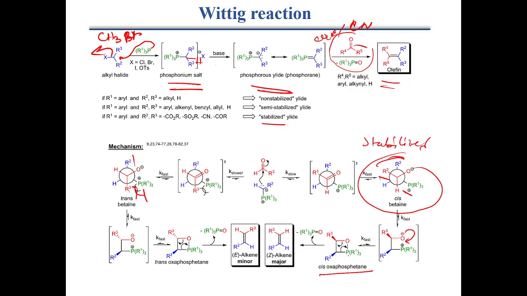phosphonate intermediate, and after elimination of phosphine oxide it gives this alkene. So the Z alkene is the major product. As this is the stabilized intermediate, the other, unstabilized intermediate gives the minor product. So this is in the presence of unstabilized phosphine, unstabilized.